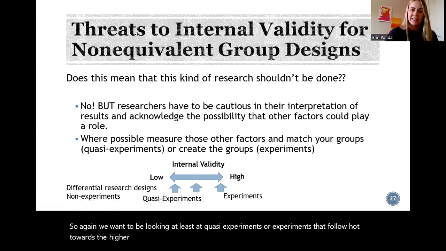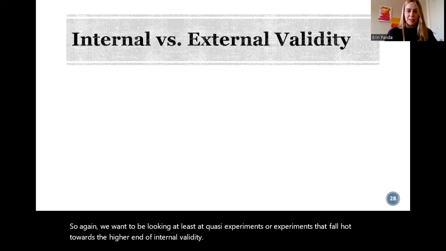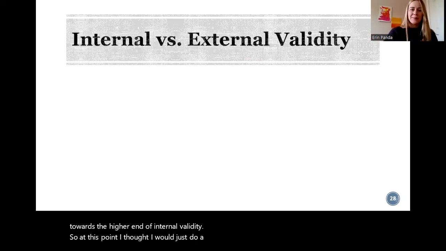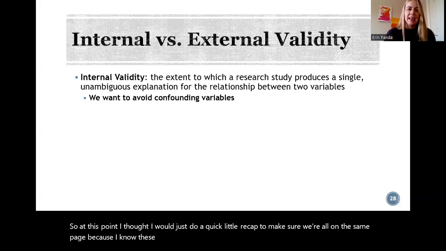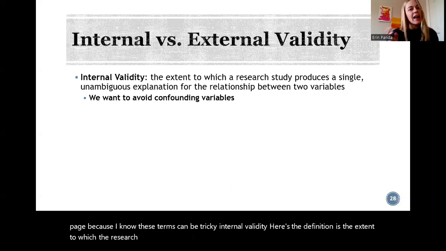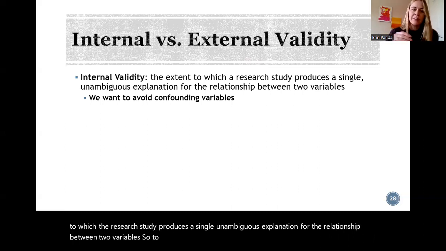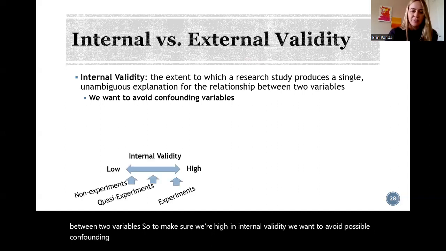of internal validity. So at this point, I thought I would just do a quick little recap to make sure we're all on the same page, because I know these terms can be tricky. Internal validity, here's the definition, is the extent to which the research study produces a single unambiguous explanation for the relationship between two variables. So to make sure we're high in internal validity, we want to avoid possible confounding variables. External, so here we are. This is the schematic here.